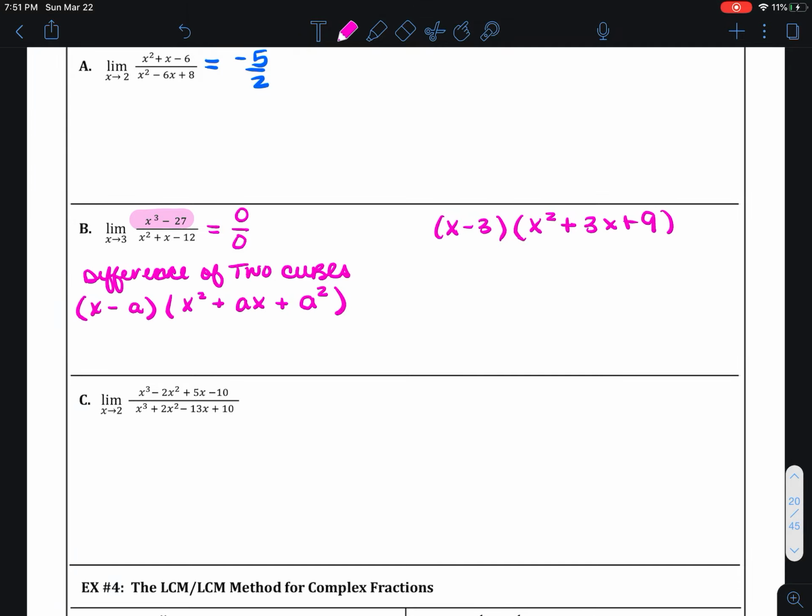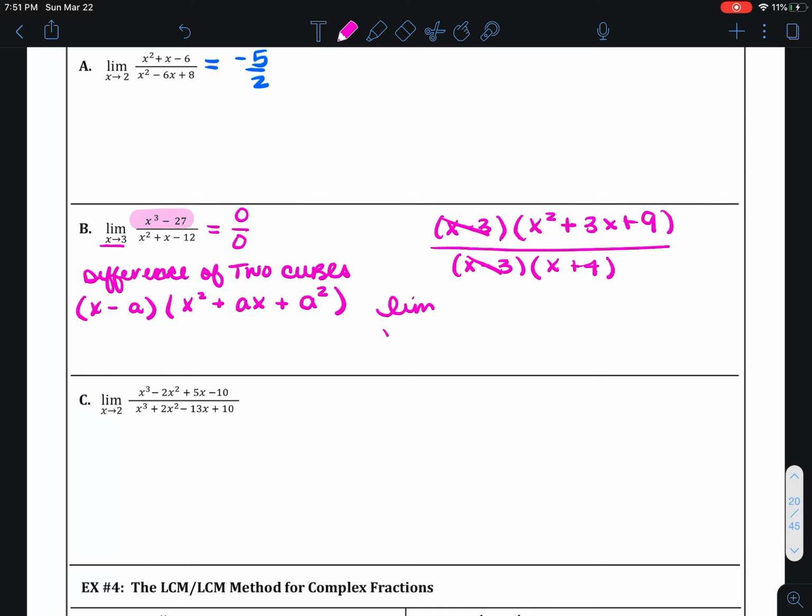And again, we talked about there are clues, right? So we can see the 3 is probably a factor because we got 0 over 0. And then over, factoring the bottom, pretty easy quadratic. We got x minus 3 times x plus 4. And what we will see here is that x minus 3 term is going to cancel out. And we're ready to plug in the limit.